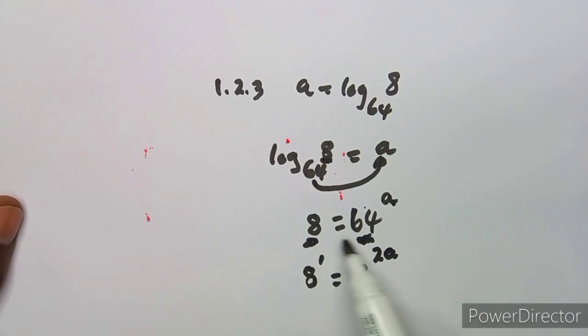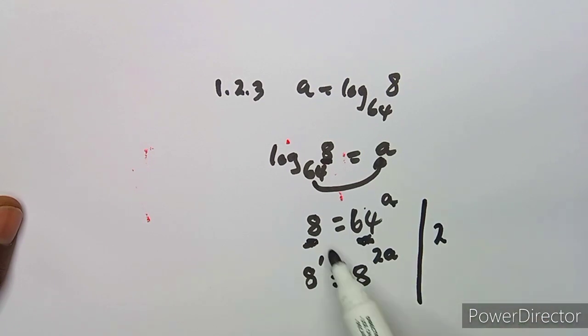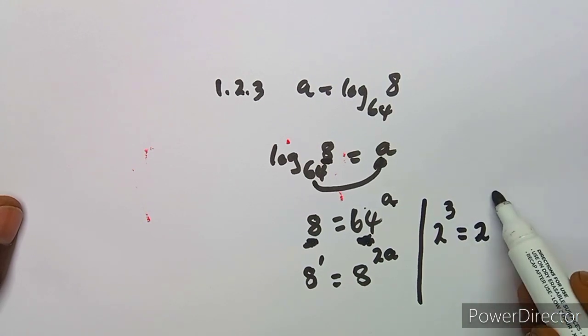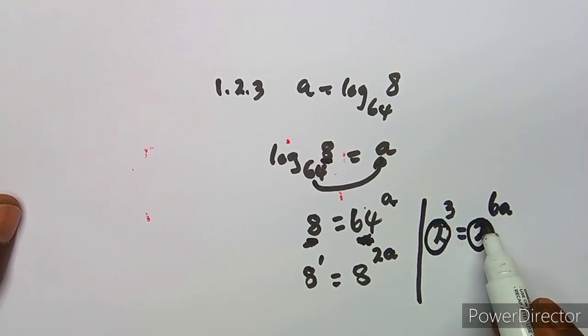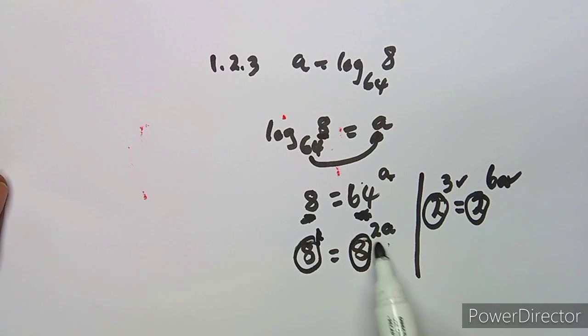Or maybe you can write it in base 2, yeah, in base 2 is fine, because this is going to be 2 to the exponent of 3, is equal to 64. In base 2 is going to be 2 to the exponent of 6, which is 6A. So still you are going to obtain the same answer. As long as these bases are the same, you can equate the exponents.